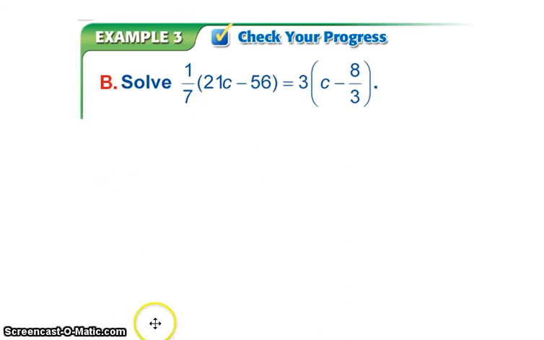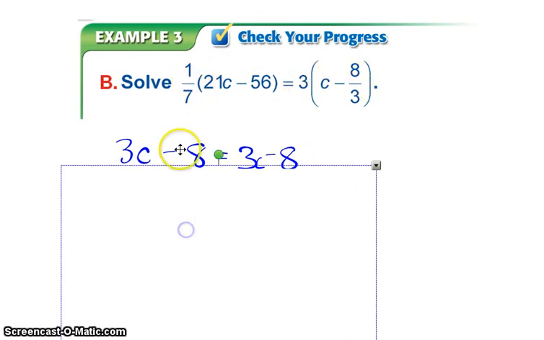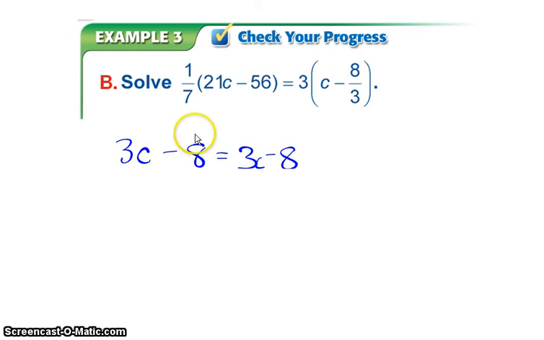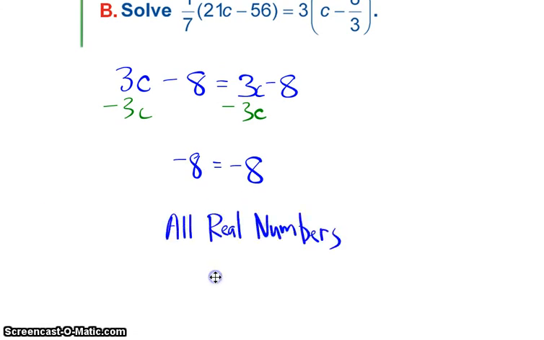Let's look at B. Again, go ahead, do the distributive. Distribute the 1/7, and then distribute the 3. And you can see right away that 3c minus 8 equals 3c minus 8. That's a true statement. If you wanted to subtract 3c from both sides, you could do that, and you would end up with negative 8 equals negative 8, which is a true statement. Okay? So because this is an identity, our answer is going to be all real numbers.